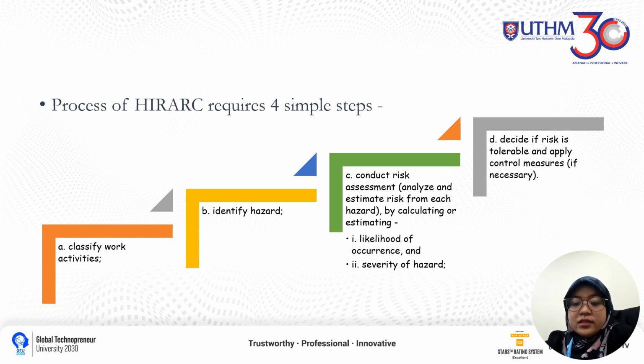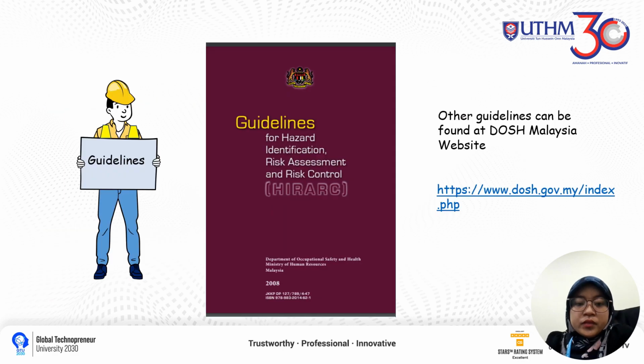Then later you have to decide if the risk is tolerable and apply control measures by using the hierarchy of control. So the Department of Occupational Safety and Health Malaysia produced guidelines on how to conduct HIRARC. These guidelines are supposed to provide guidance on the methodology of conducting HIRARC. It should be simple enough to be used by small and medium industries and versatile enough to be used by all in various economic sectors, either in the manufacturing sector, construction, or any other economic sector.